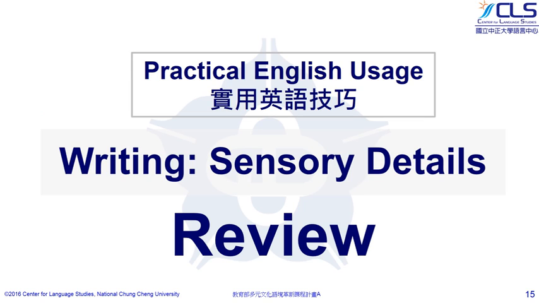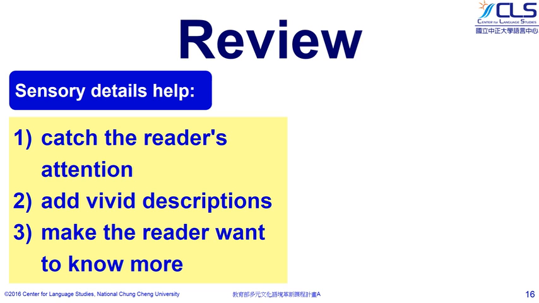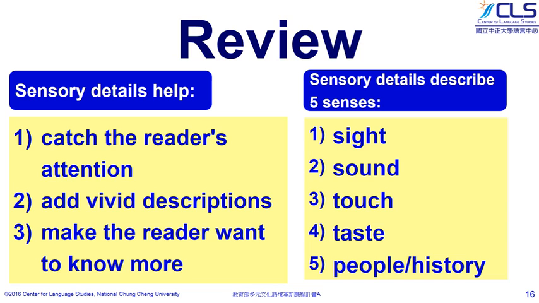Now, let's have a quick review of today's lesson. Using sensory details in writing helps: 1. To catch the reader's attention, 2. Add vivid descriptions, 3. Make the reader want to know more about your topic. So sensory details describe 5 senses, including sight, sound, touch, taste, and people or history.